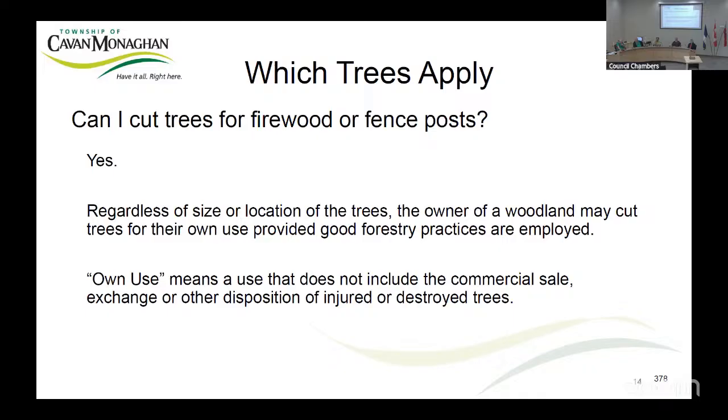Can I cut trees for firewood? Yes, we are not interested in limiting people for their firewood. So own use does have a limited scope. So we're looking at, are you still providing good forestry practices? Well, hopefully folks, we're not going to be clear cutting for the use of firewood. Those are one of the things that will be up to Mr. Phillips to figure out.